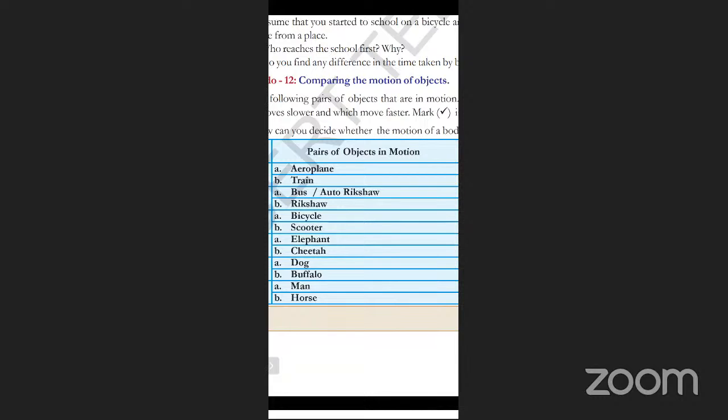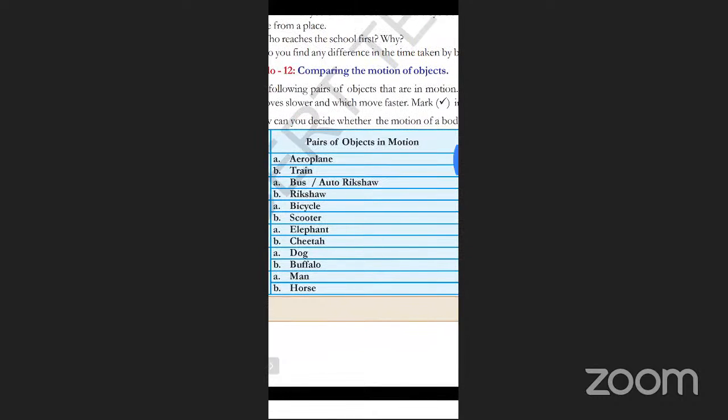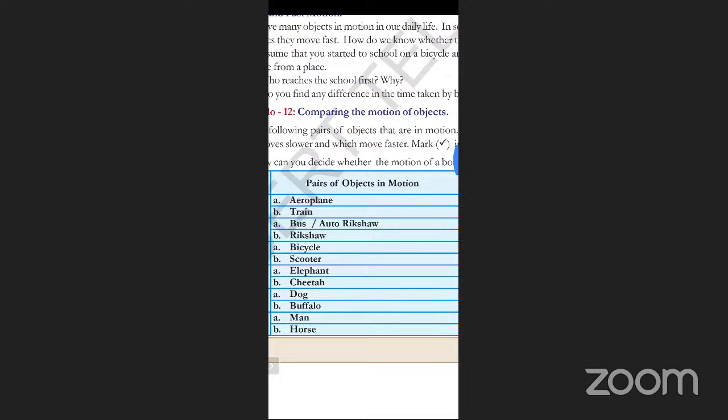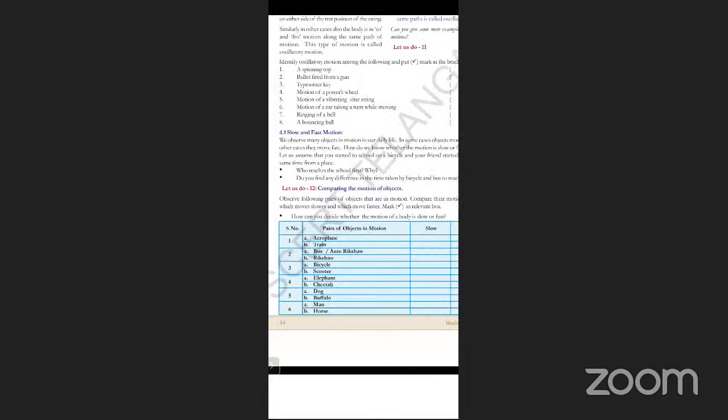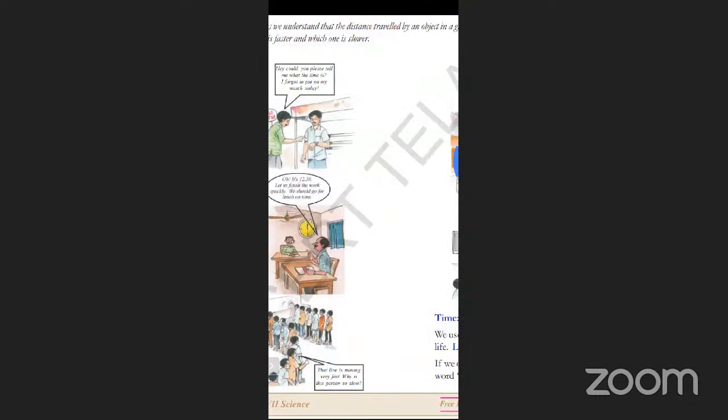Am I clear? Now, last one, man and horse. When you compare ourselves, man and horse, who will move fast? Horse. Okay, children. So like this, which is fast, which is slow, we have to compare. Now, I am going to explain about the speech bubbles. See, there are some speech bubbles among the people.